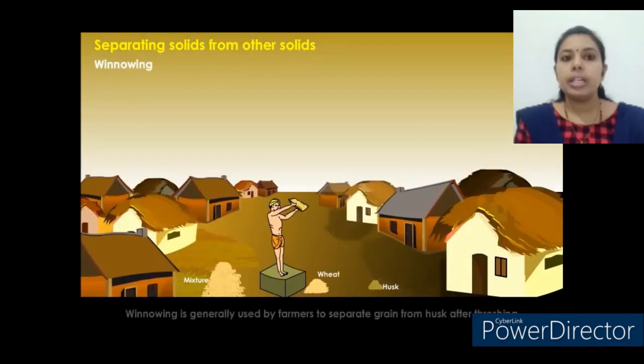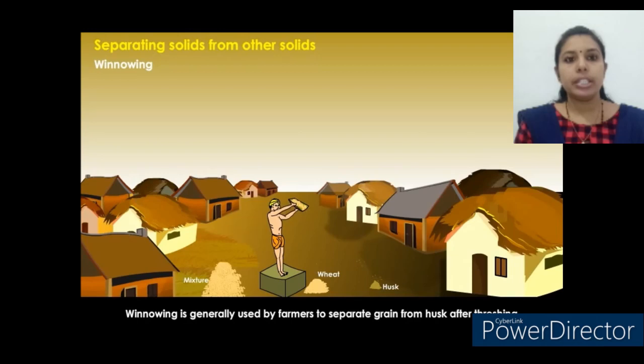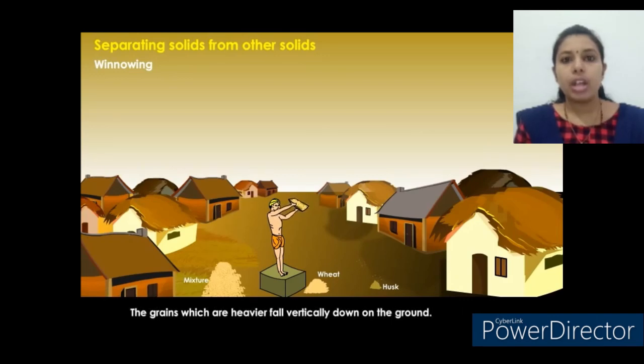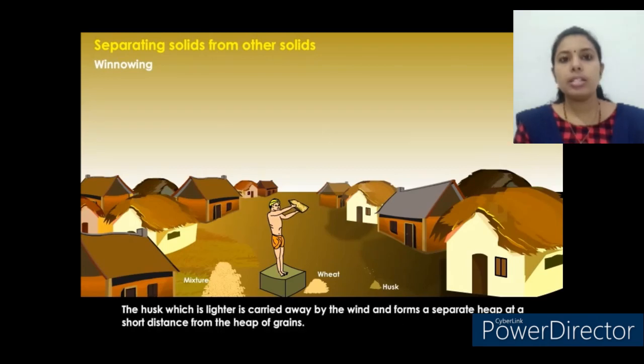The third method is winnowing. Winnowing is generally used by farmers to separate grain from husk after threshing. The farmer allows the mixture of grain and husk to fall from a height. The grains which are heavier fall vertically down on the ground. The husk which is lighter is carried away by the wind and forms a separate heap at a short distance from the heap of grains.